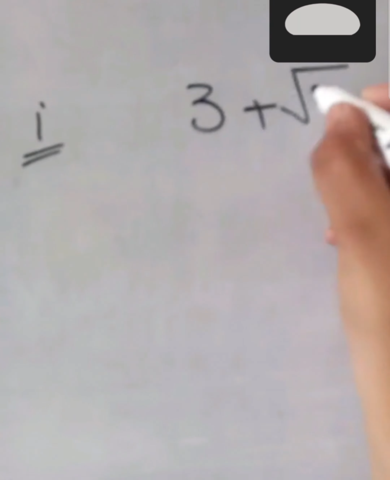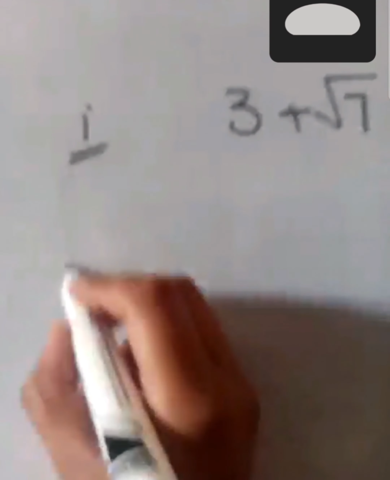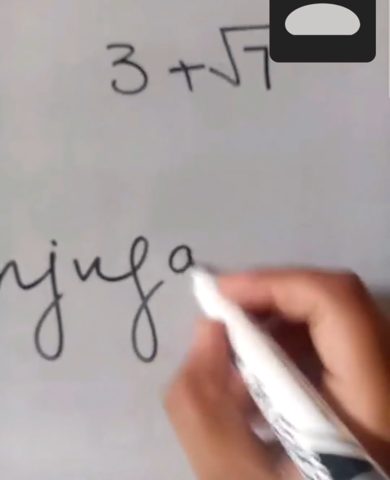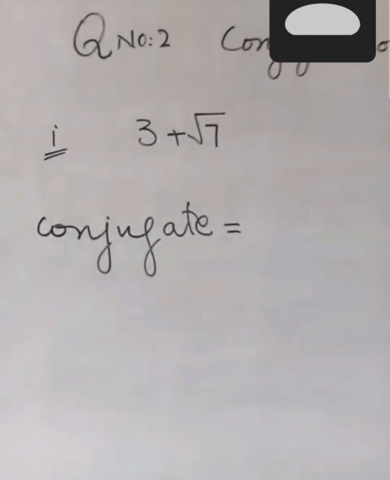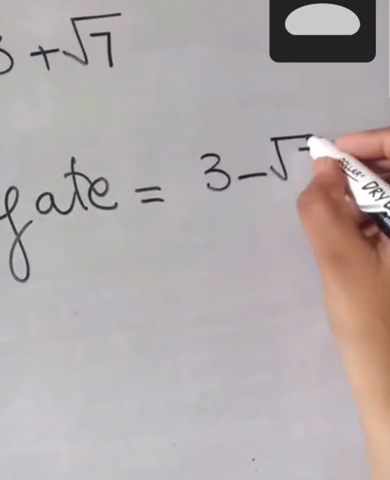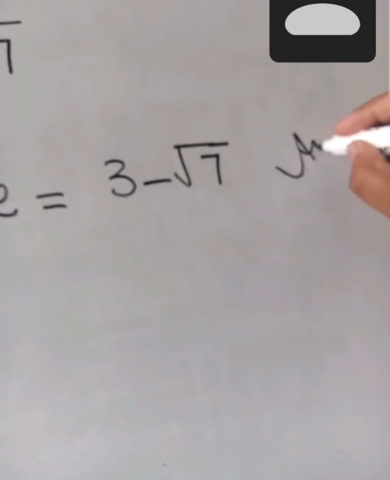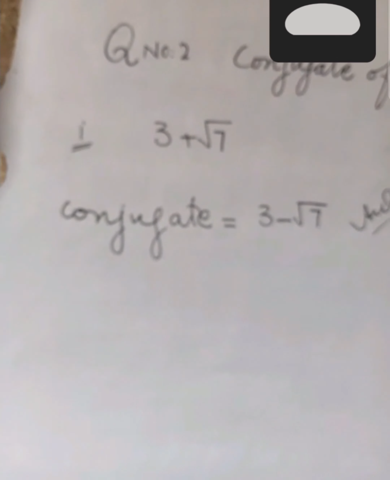In part 1 it is given 3 plus under root 7. Here you will say the conjugate. What will be its conjugate? 3 minus under root 7. You just have to tell the conjugate. This is your answer. So all parts are the same. Can you do it? Yes, ma'am.